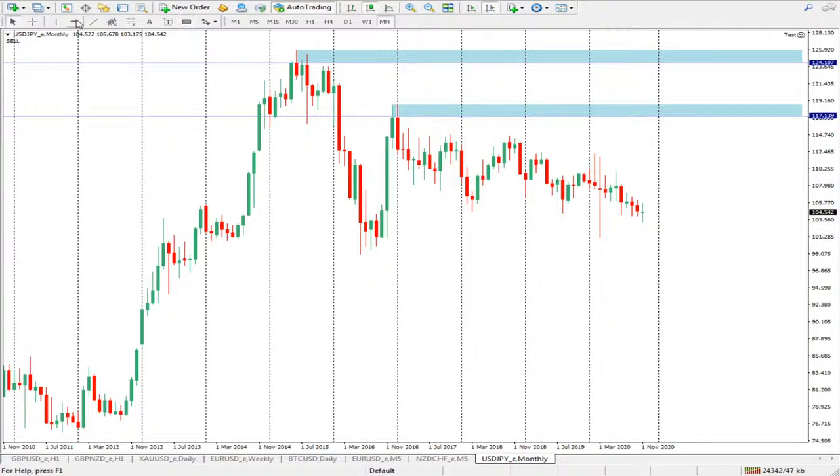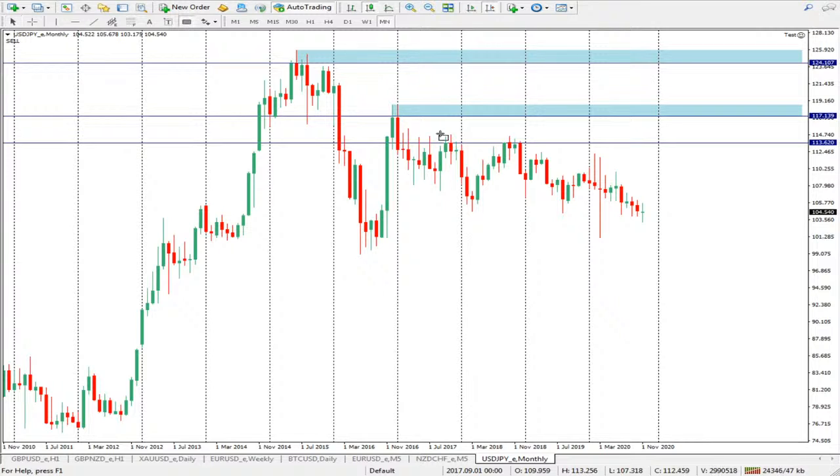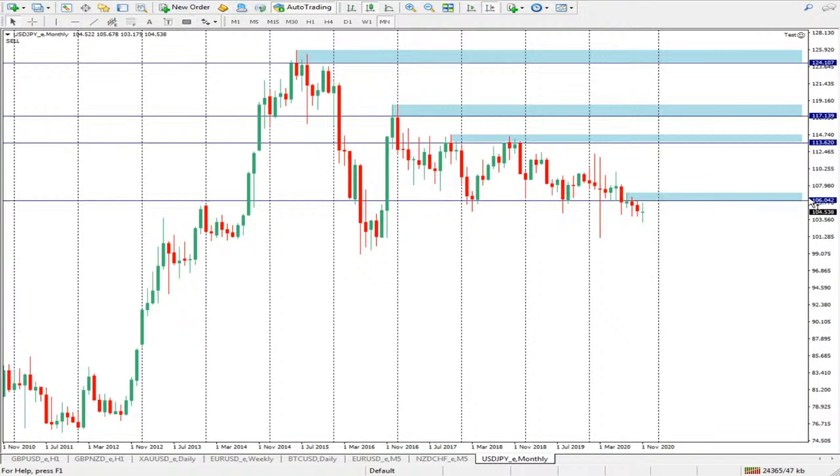like that. Then we have another one here, there, like the way I'm drawing it. This is a resistance zone, and then we have another one. This is our support, sorry. So with this support, the resistance we're seeing is actually around this zone there, and then we have a support here.